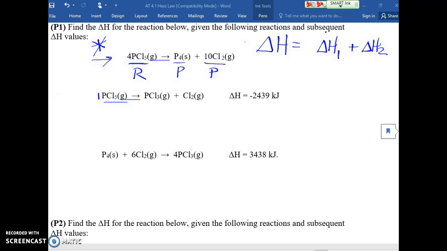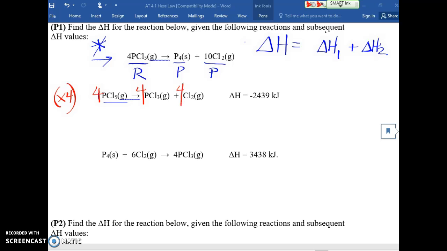So what do you think I have to do? I need 4. I only have 1. I need to multiply everything by 4. That's right, class. I need to multiply everything by 4. 1 times 4 is 4. 1 times 4 is 4. 1 times 4 is 4.